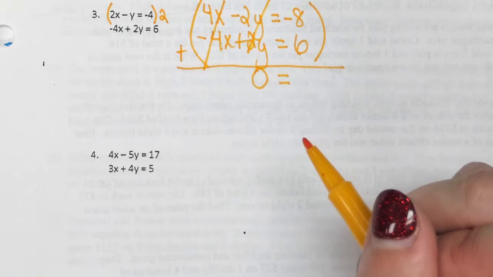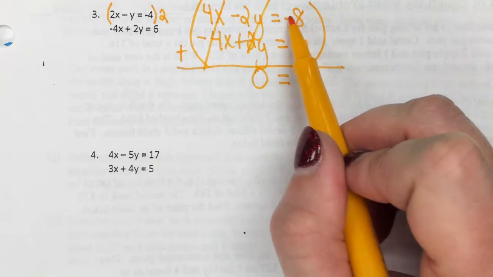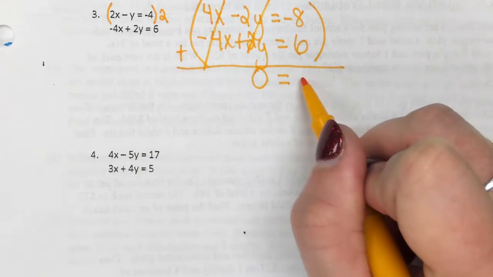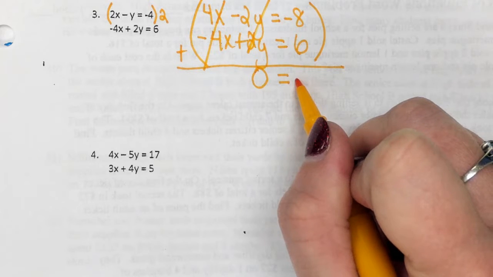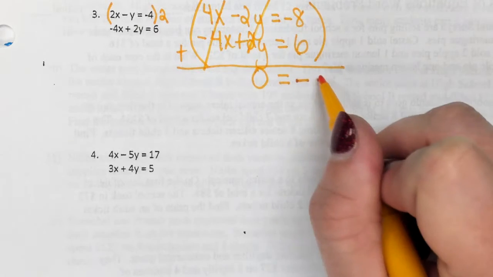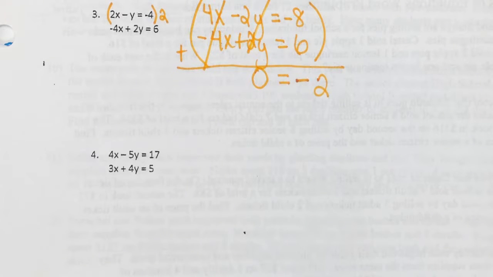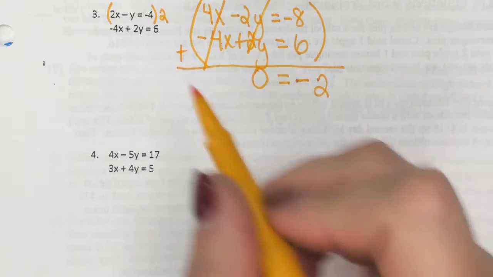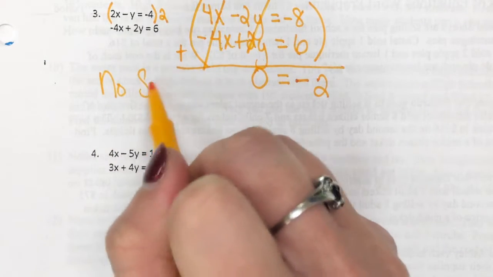I have to write the 0 if I don't have anything. All right, what's negative 8 plus 6? Okay, how much is it? Negative 2. All right, are those equal to each other? Nope. So if they are not equal to each other, what would that be? Undefined talks about the slope. What, Reagan? No solution.